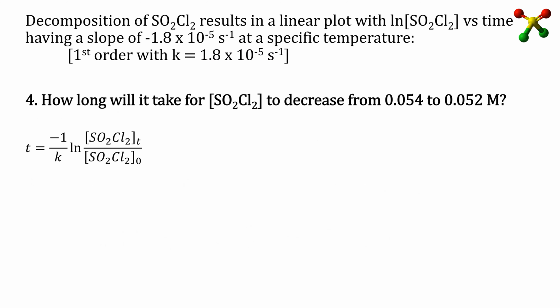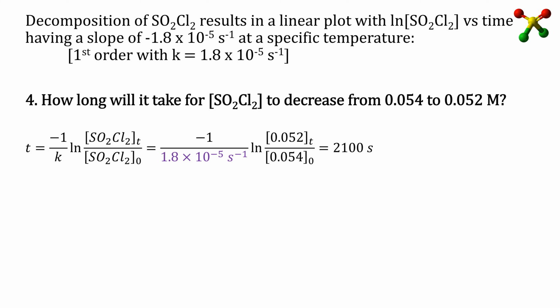The fourth problem we'll solve is to determine how long it will take for the SO₂Cl₂ concentration to decrease from 0.054 to 0.052 molarity. We'll use the first order integrated rate law, again solved for t as we did in the previous problem, and we'll plug in the concentrations for SO₂Cl₂ both at time t and at time 0 initial. When we do that and include our rate constant, we find that our time for the SO₂Cl₂ to decrease to 0.052 molarity is 2,100 seconds, again correctly rounded to 2 significant digits.